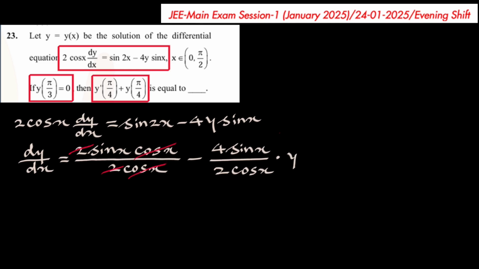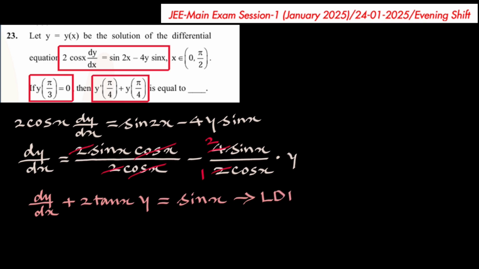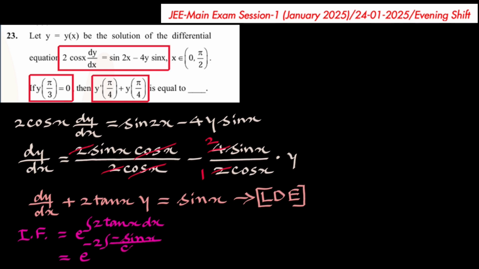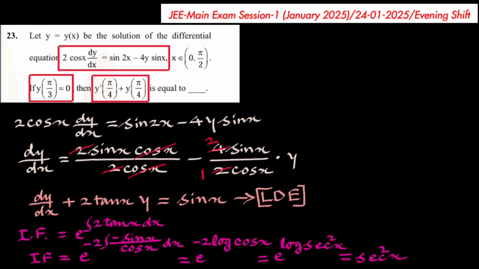Cancelling 2 cos x, we get dy by dx plus 2 tan x into y equals sin x, which is a linear differential equation. For solving this, we have to find the integrating factor, e raised to integral 2 tan x dx, e raised to minus 2 times integral minus sin x upon cos x dx. This will be minus 2 log cos x, which will be e raised to log sec square x. So the integrating factor here is sec square x.